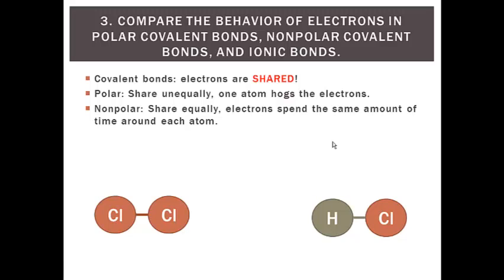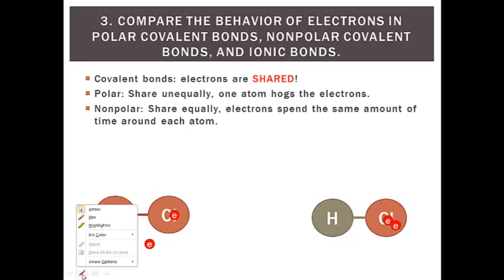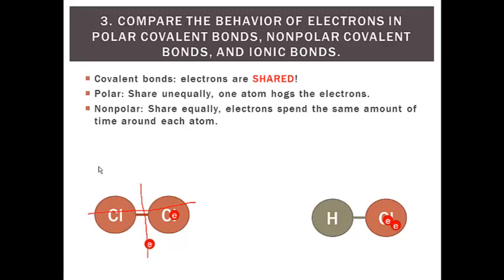So here I got a polar and nonpolar set of atoms. The first one is going to be nonpolar, so the electrons are spending equal time with each atom. Whereas with this polar one, we see that the electrons are going to spend most of their time around the more electronegative chlorine. A quick test for polar and nonpolar: if you can cut it in half, and it's the same on both sides, it's going to be nonpolar. If you can cut it in half, and it's not the same, that's polar.